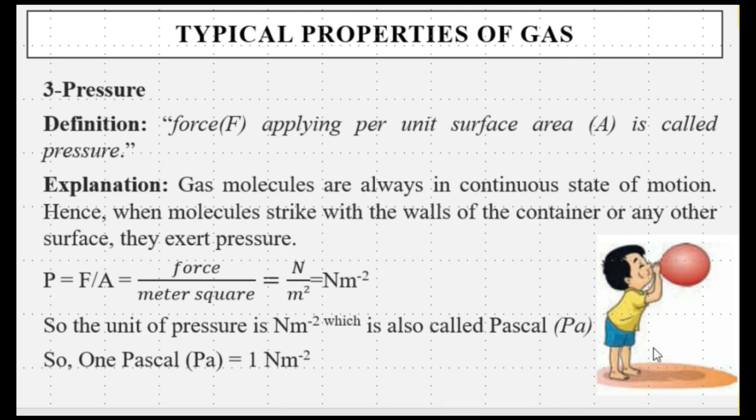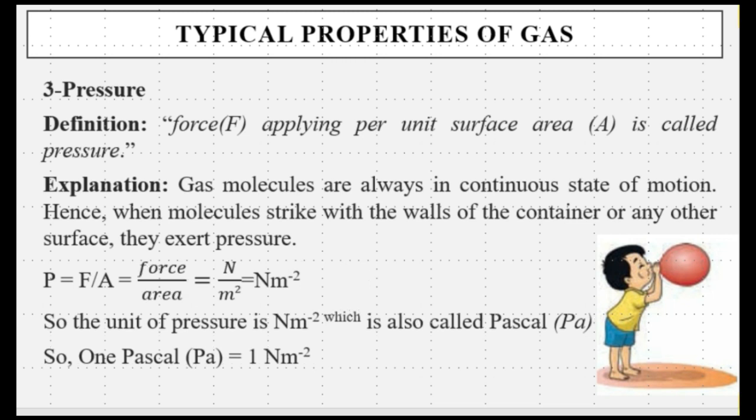Next one is the typical properties of gases. Pressure is defined as force applied per unit area. A kid pushing air into a balloon is a best example of pressure. In the context of the explanation, gas molecules are always in continuous motion, which is called random motion. So when molecules strike the wall of the container or any other surface, they exert pressure. So pressure is equal to force over area.